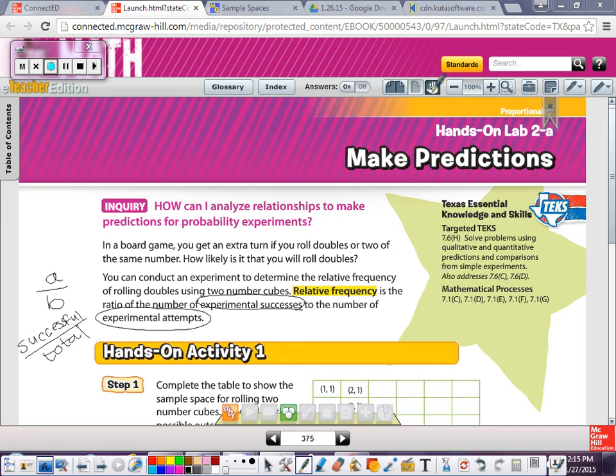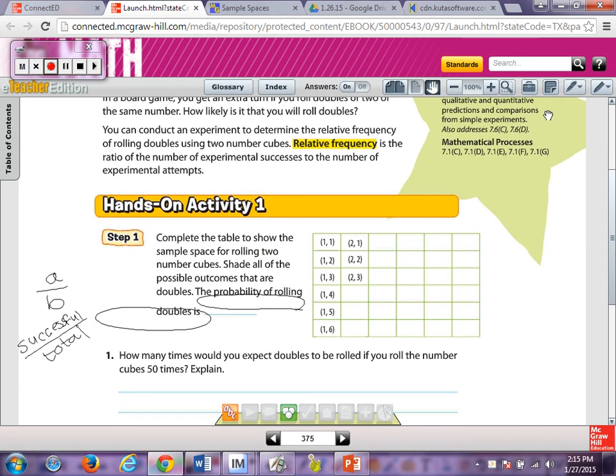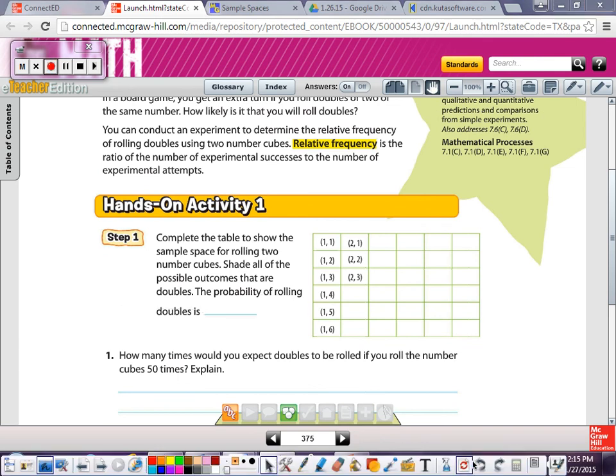So let's continue to move through and we move the page up. Let me clear the screen out really quick because this is not traveling with me. And then we'll continue. So, hands-on activity number 1. Complete the table to show the sample space for rolling two number cubes. A sample space is a list of all the possible outcomes you can get. In this case, the event we're going to do is roll two number cubes, or a pair of dice. Shade all of the possible outcomes that are doubles. The probability of rolling doubles is blank.